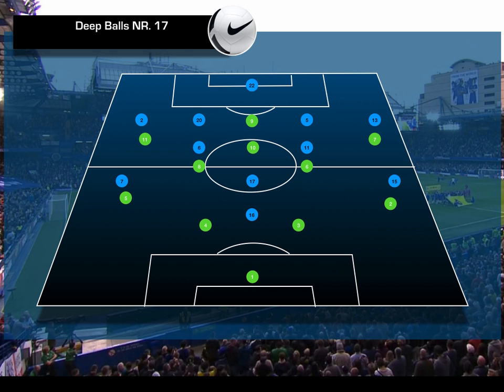The second danger, and actually in my opinion the biggest danger, is number 17, their playmaker, their captain. He gets the ball and just tries to put the ball behind the defense line, either to the striker, the winger who goes deep, or a midfielder who goes deep. But that intention was very clear to see, and we'll show that in the next few clips.